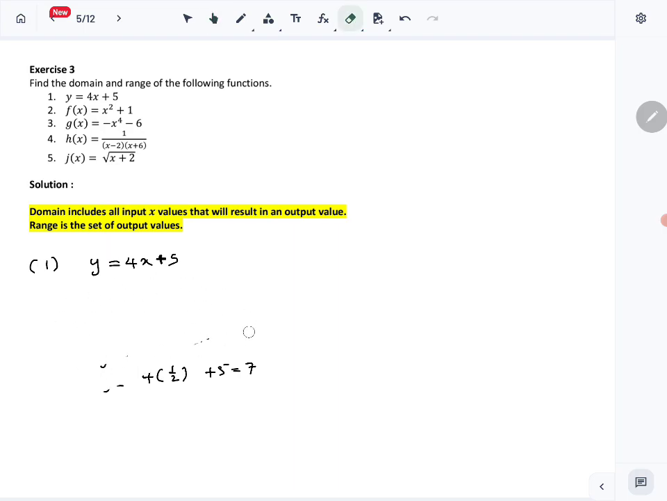Then the domain of this type of function is what? All real numbers. Domain of y is what? All real numbers, right? What is the range? Range are the possible outputs, no? Any real number we can create from here. By putting some x, you can create any real number, any output you can create. So range of y is also all real numbers, right?